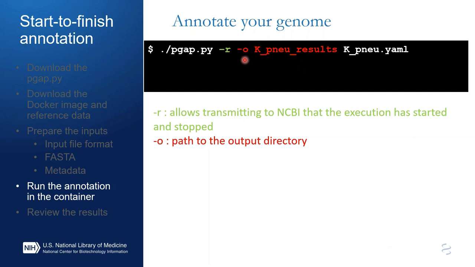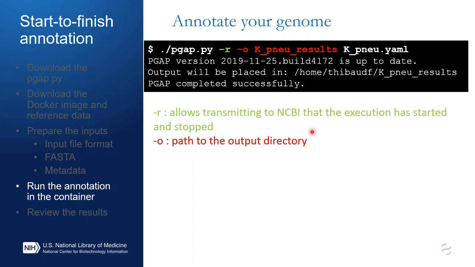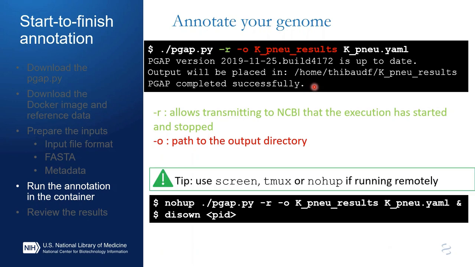Also in the command line is the -o, after which you insert the output directory name where you want to see the data. If everything goes well, you will find the output in the directory that you specified, and after a couple of hours, for a Klebsiella genome about 3 hours, you will get the message that PGAP completed successfully. One tip here: if you are running remotely, on an SSH connection, we recommend that you use Screen, tmux, or nohup in order to not lose your data if your connection goes away.